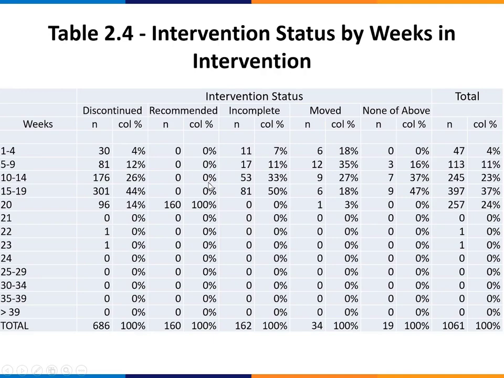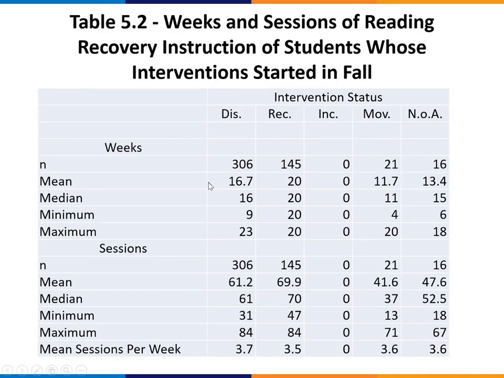Let's look at our next table, table 5.2. So this should look familiar. It should look a lot like table 2.3, except this is weeks and sessions of Reading Recovery kids whose interventions started in the fall, our first round kids.